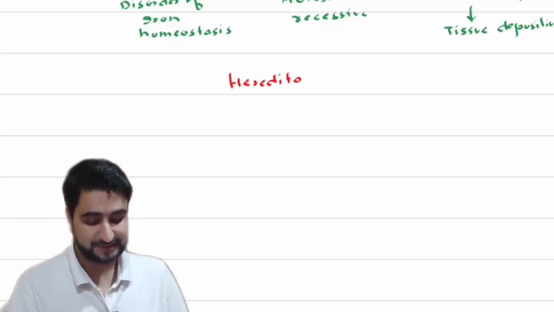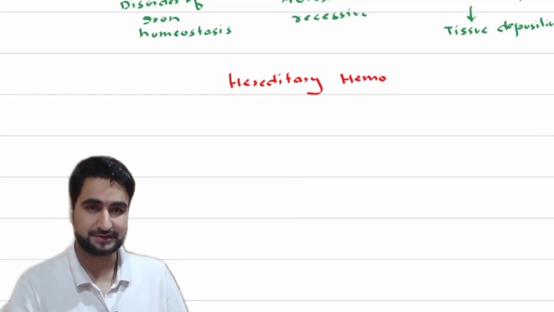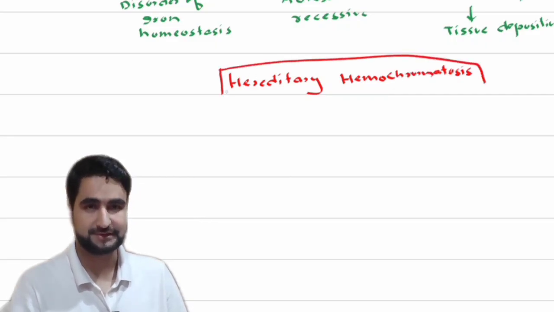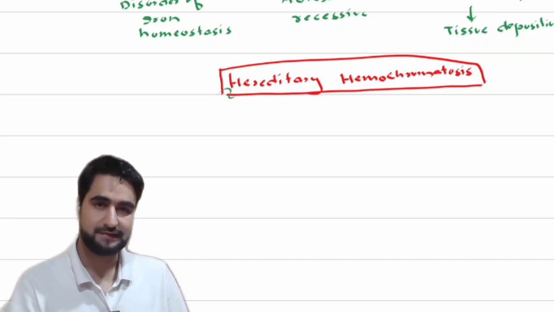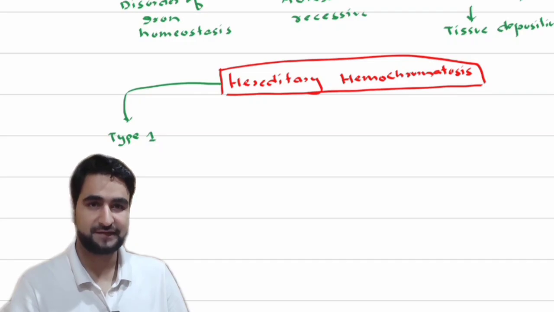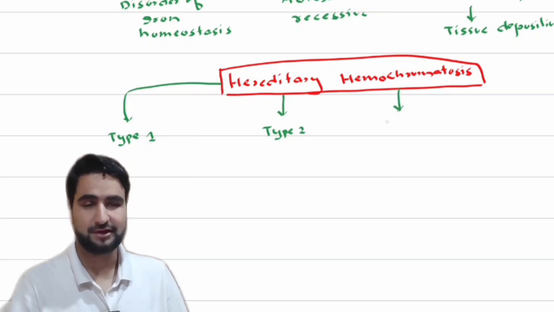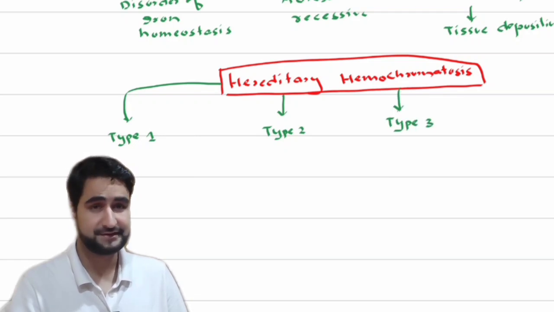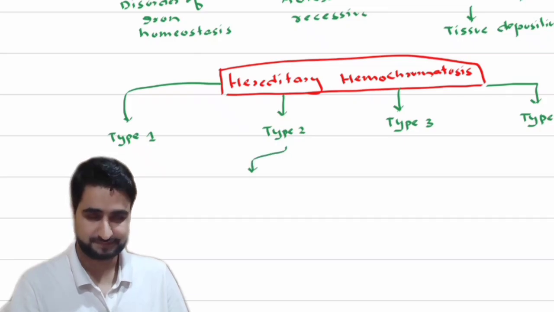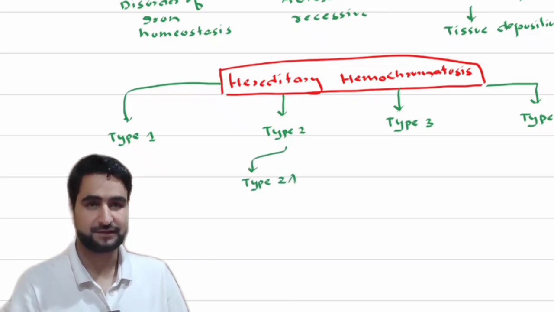Now, coming to the types of hereditary hemochromatosis. We have four types: type 1, type 2, type 3, and type 4. Among them, type 1 is HFE related hereditary hemochromatosis, while type 2, type 3, and type 4 are non-HFE related. Type 2 is further divided into two types, type 2A and type 2B, depending on the gene involved.